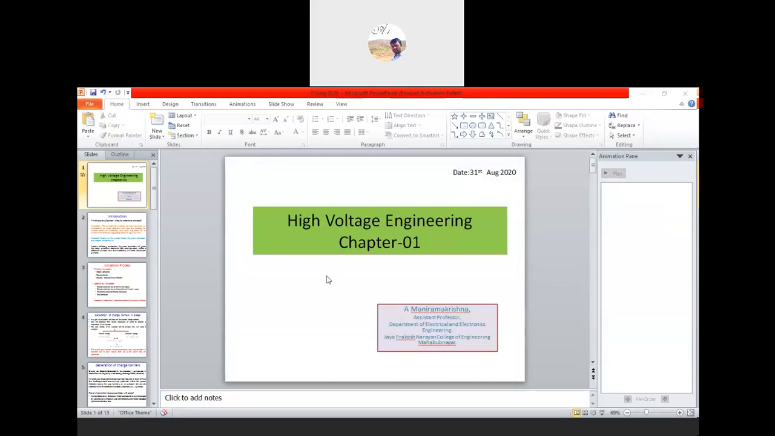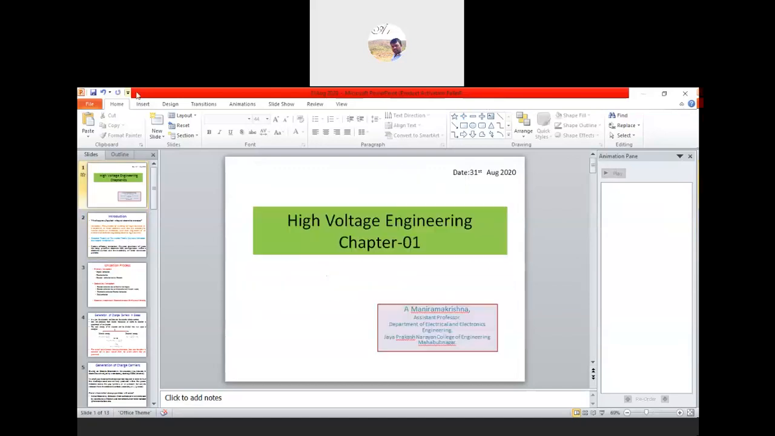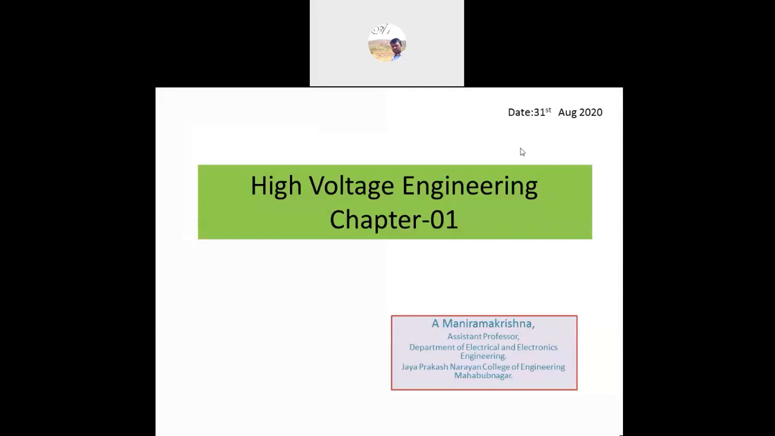For the breakdown process, what is the ionization process? How will it be? Breakdown of gases in high voltage engineering equipment, how it happens, will be discussed right now.